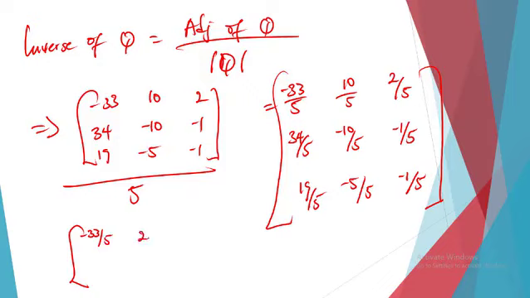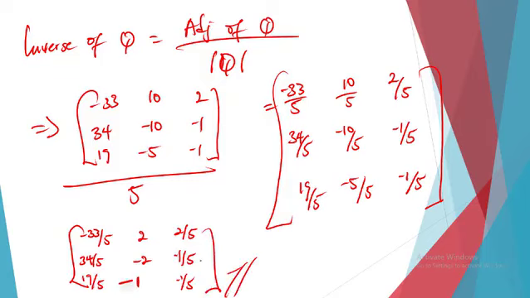10 divided by 5 is 2. Right? 2 over 5 is still 2 over 5 because it cannot be divided. 34 divided by 5 will still remain 34 over 5. Minus 10 divided by 5 will give us minus 2. We have minus 1 over 5. 19 over 5. We have minus 5 divided by 5, which will give us 1. And then we have minus 1 over 5. And that's our Q raised to power minus 1, which is the inverse of Q. So that's our answer.